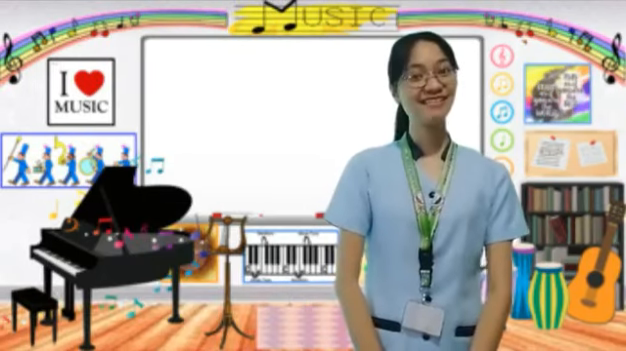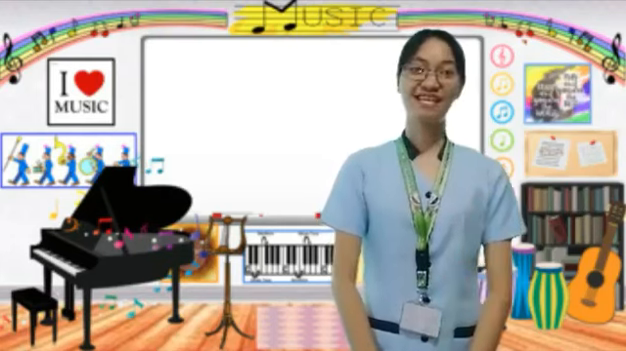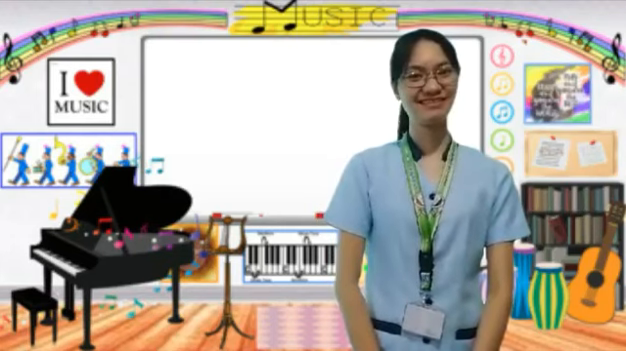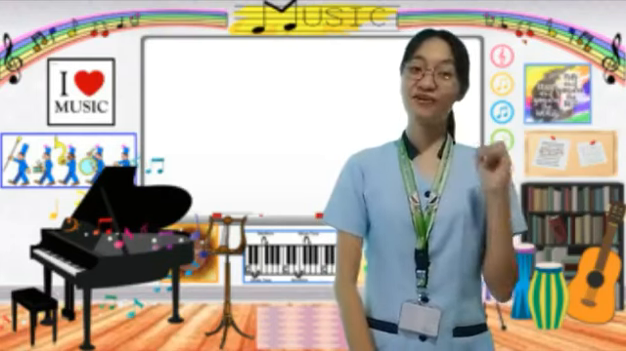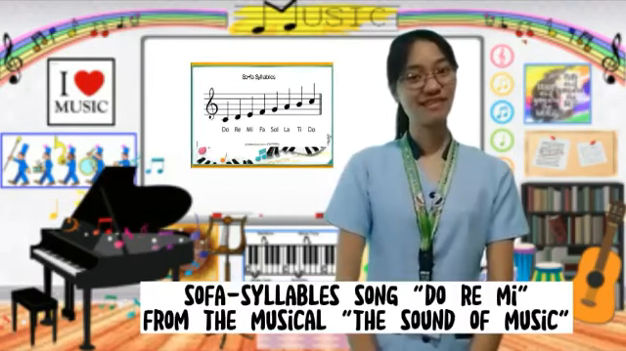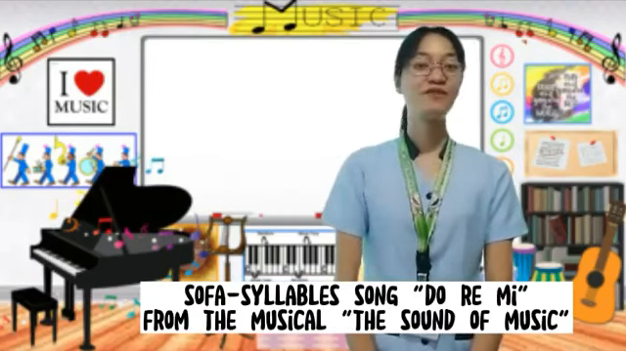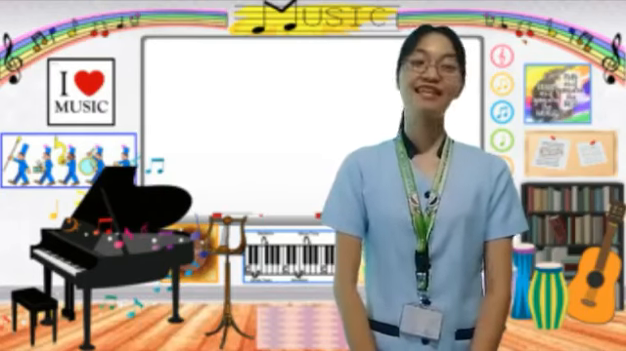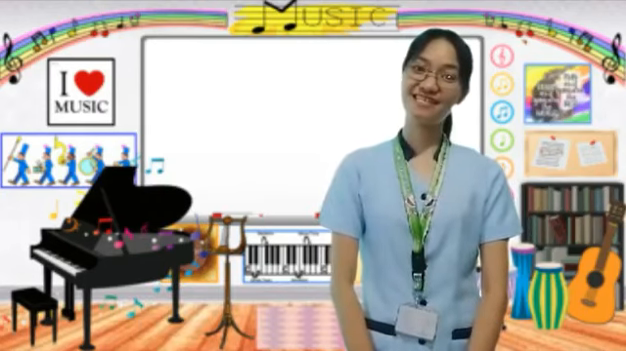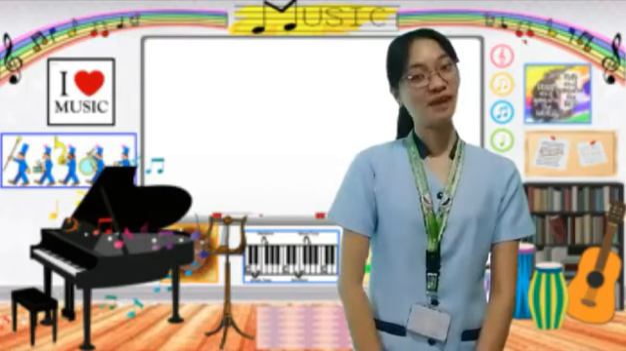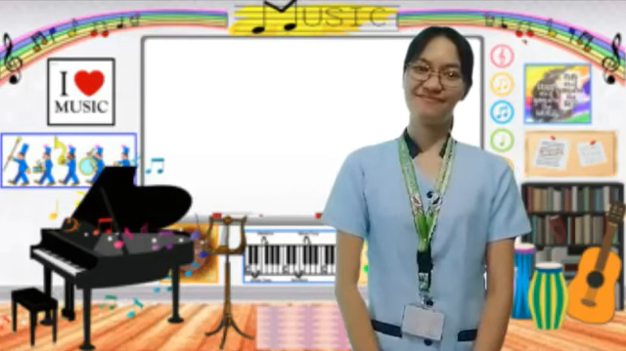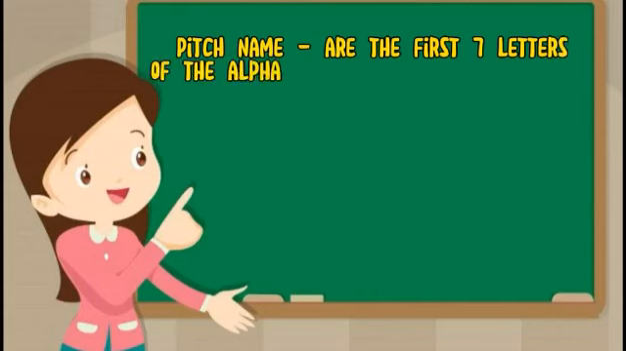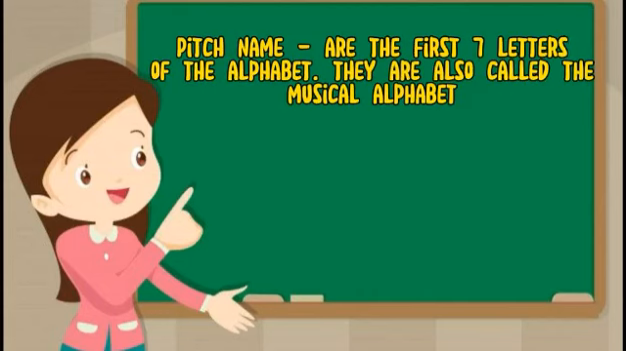Can you hear that? What have you noticed about the played music? Correct! It is a solfa-syllable song, Do Re Mi, from the musical The Sound of Music. These solfa syllables have a corresponding pitch name. Pitch names are the first 7 letters of the alphabet. They are also called the musical alphabet.